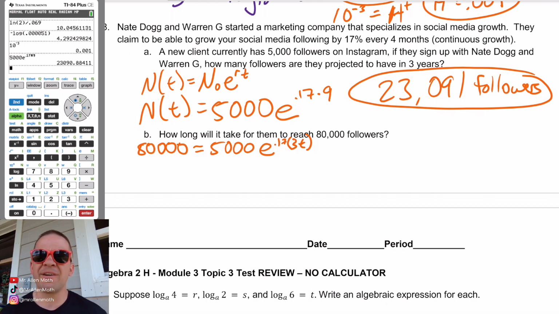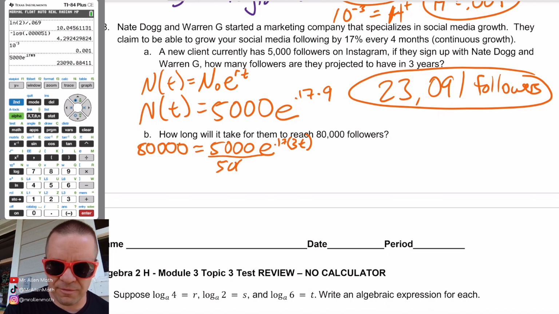And the reason for that is, if I get, say, 5 years for my answer, how many times was it actually going up by 17%? Well, it happens 3 times per year, as we already discussed, right? So it would be 15 times. So what this does with that 3t is that the t I get is years, okay? Otherwise, if we were to just leave it as t, we'd be figuring out how many 4-month increases we'd have.